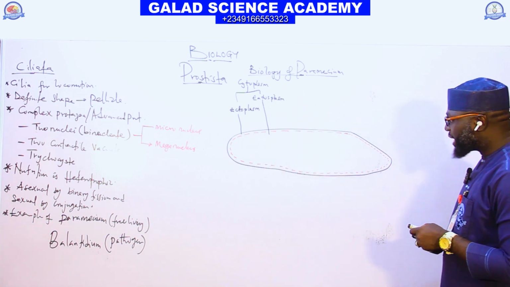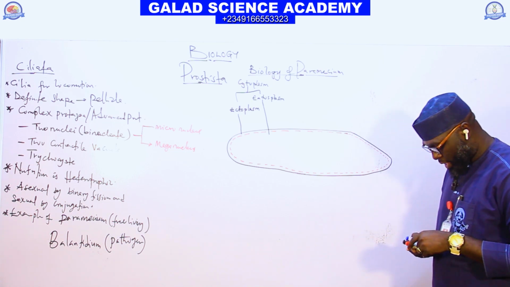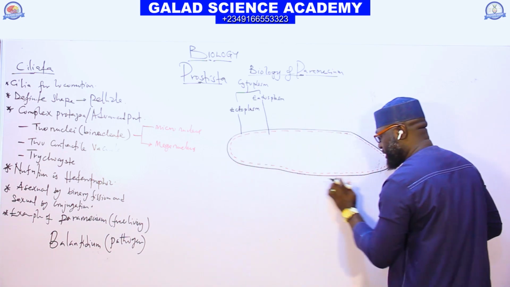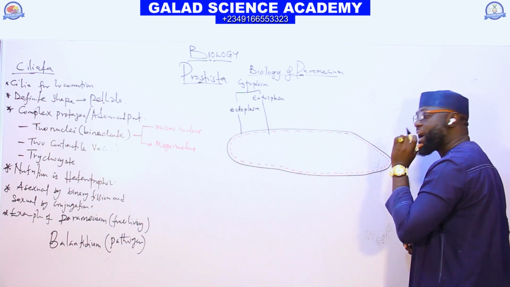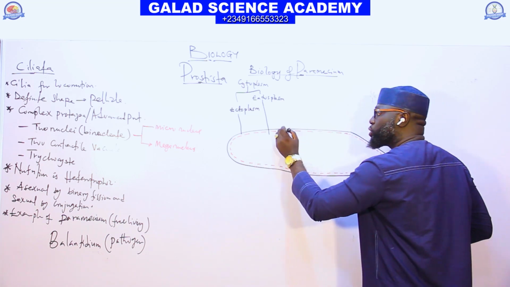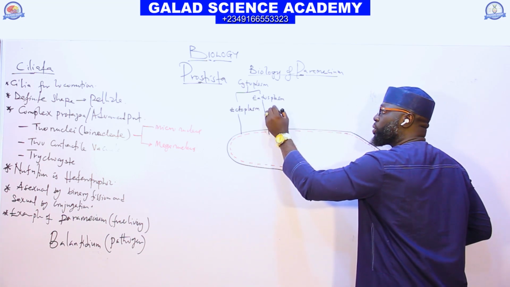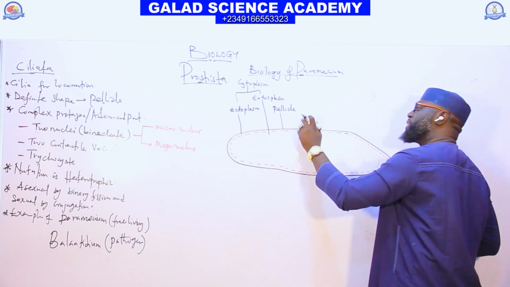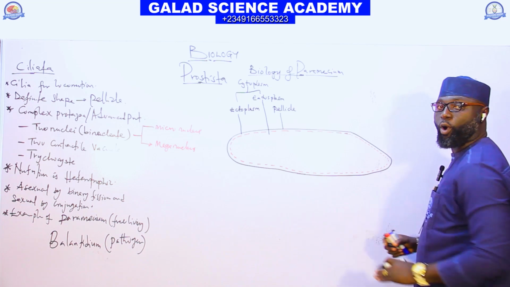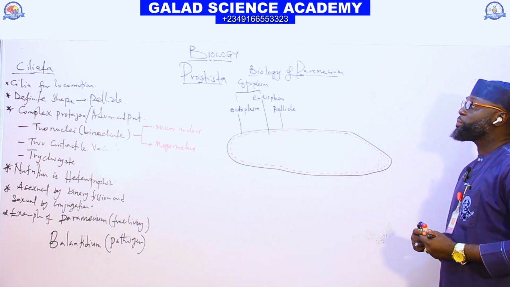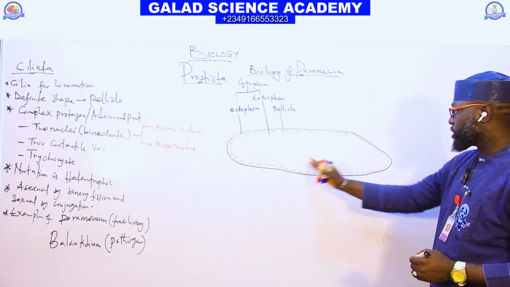So after this, this layer that surrounds the entire body of Paramecium, we call it pellicle. It is the one that gives it the shape of a slipper. So the shape of Paramecium is known as slipper shape.